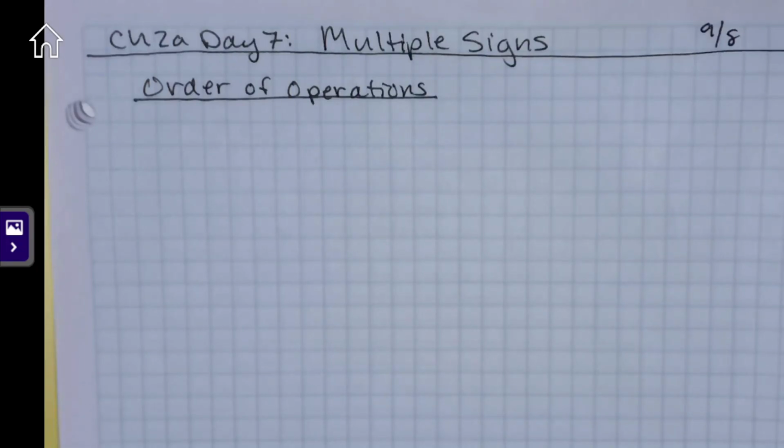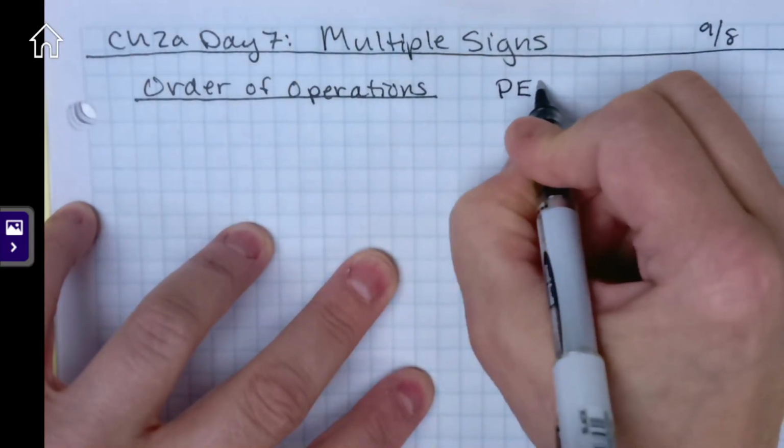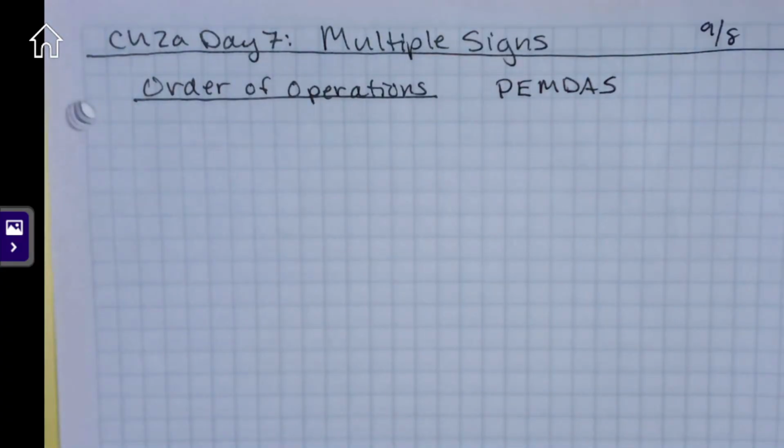All right, so this is Chapter 2a, Day 7, multiple signs. So first thing we're going to do is really quick go over the order of operations. Again, probably last year, a lot of you learned the acronym PEMDAS, which isn't entirely bad. We just need to add on to it.